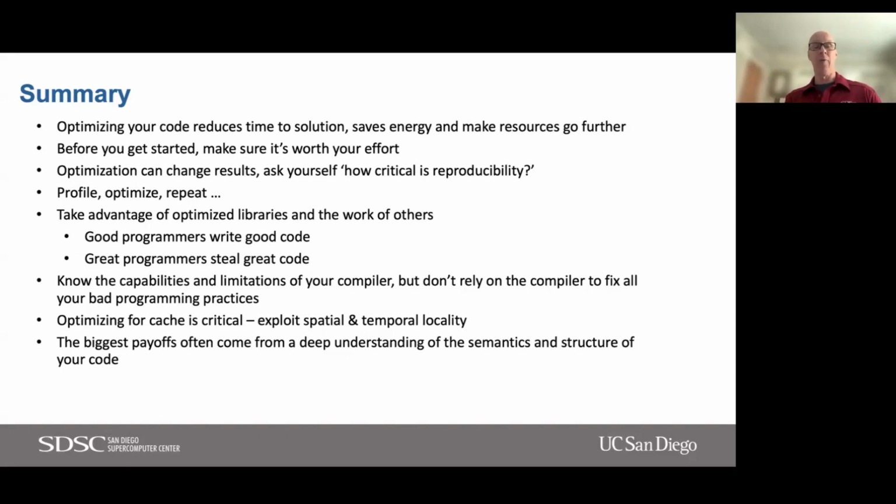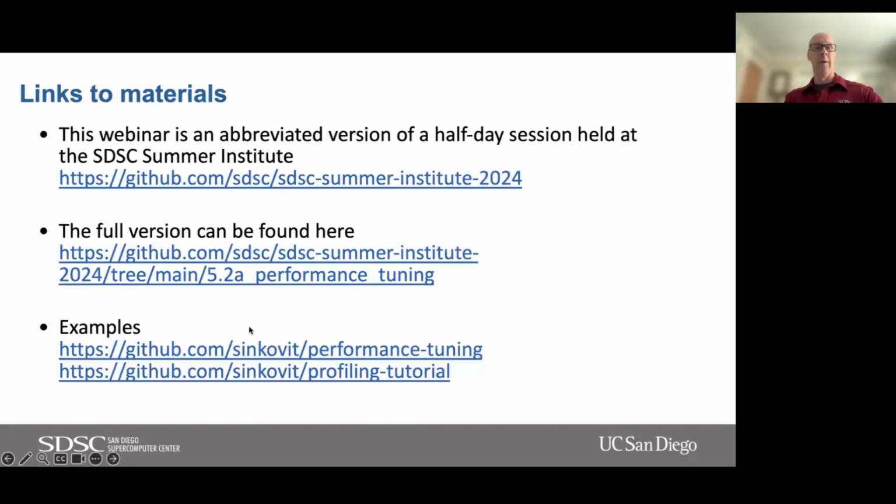Optimizing for cache is critical. Exploit that spatial and temporal locality. And then finally, your biggest payoffs can come from a deep understanding of the semantics and the structure of your code.